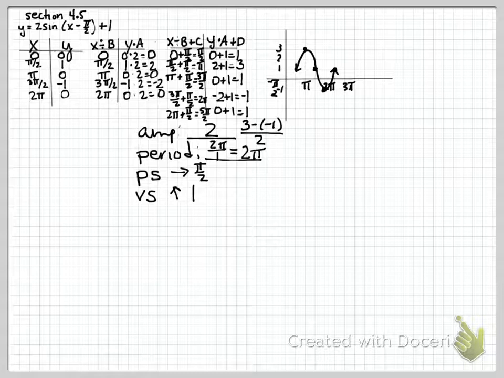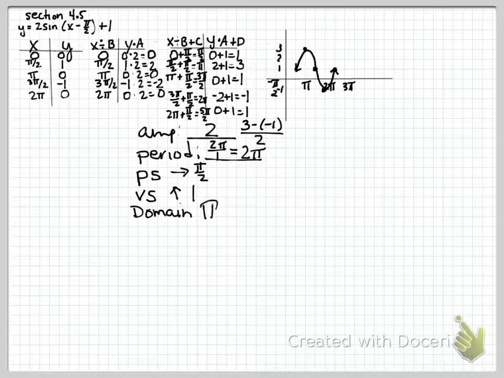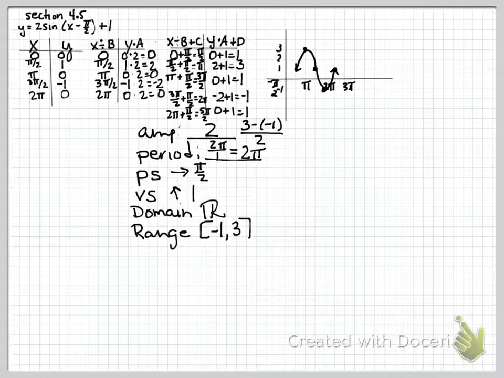Now, domain. Looking at this graph, my domain is going to keep going based upon my revolutions around the circle, so my domain is all real numbers. My range is the lowest y value to the highest y value. Well, that's -1 to 3.